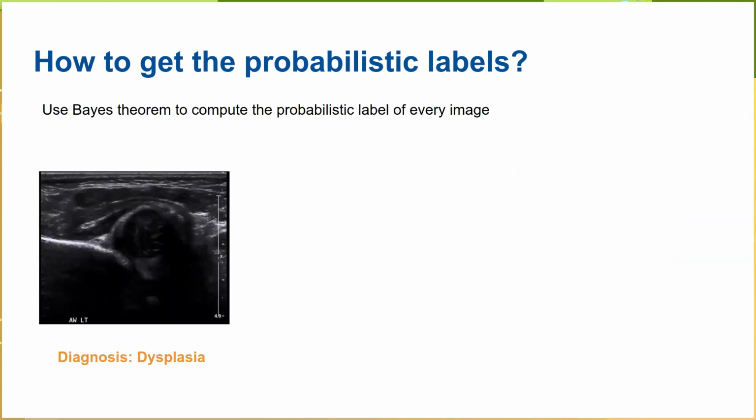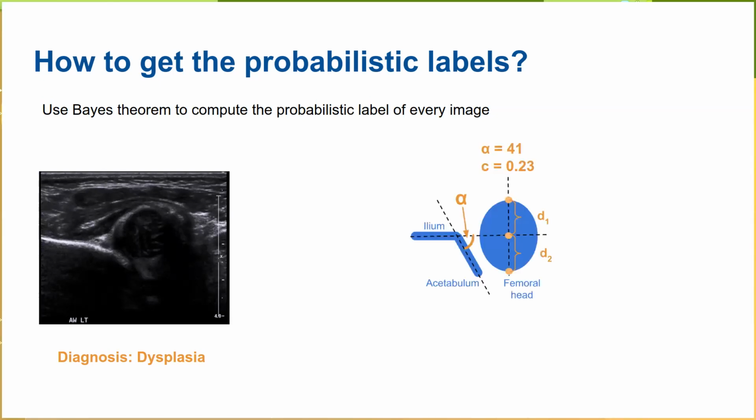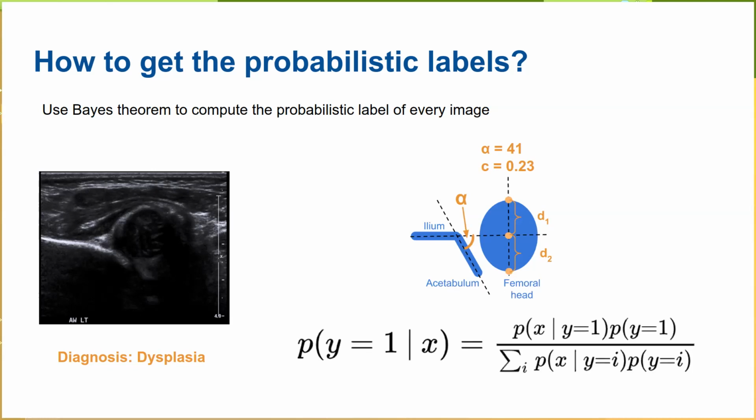And then we can simply use the Bayes theorem to compute the probabilistic label of every image. Because if we know these values of alpha and coverage, then we can compute the probability that Y is equal to 1 given X, that is the angle and the coverage. And this requires 2 terms, basically. It is the probability of X given Y, and this is the Gaussian model that we proposed. So we just have to evaluate that.